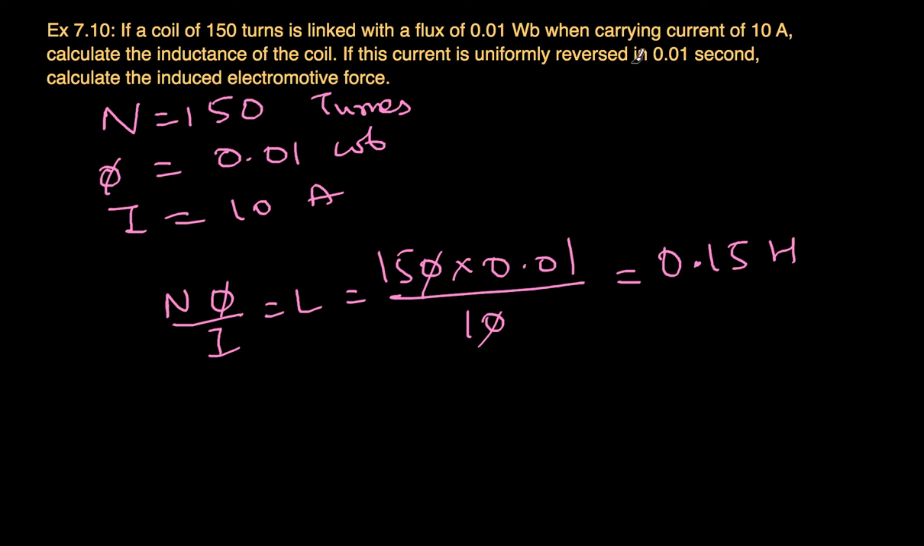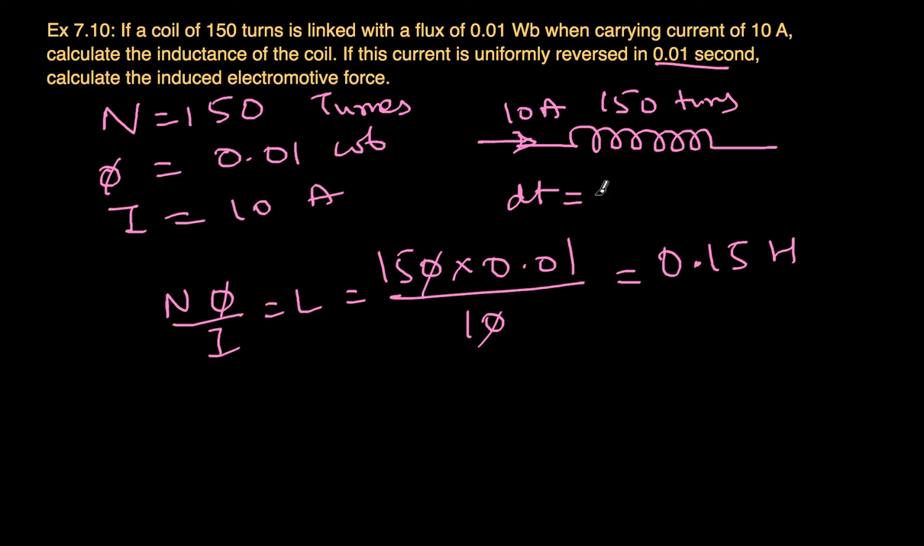If this current is uniformly reversed in 0.01 seconds, basically they are reversing the current. Imagine there is a coil of 150 turns carrying a current of 10 amperes. Within the time dt of 0.01 seconds, the current is reversed. So what is the di? The plus 10 current becomes minus 10 current, so 20 amperes is the change in the current. So di by dt I can calculate.